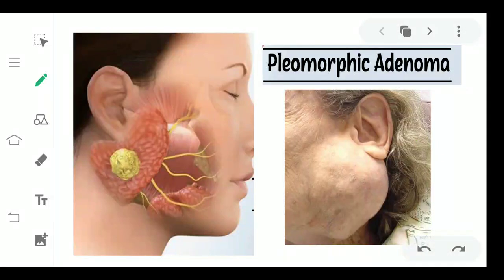Today we are going to start with the pleomorphic adenoma. So I've already made a video through which you can learn the mnemonics of the salivary gland tumor classification. If you haven't watched the video, please do watch that video. It will make this chapter very much easier for you. Let's start with the first case, that is the pleomorphic adenoma.